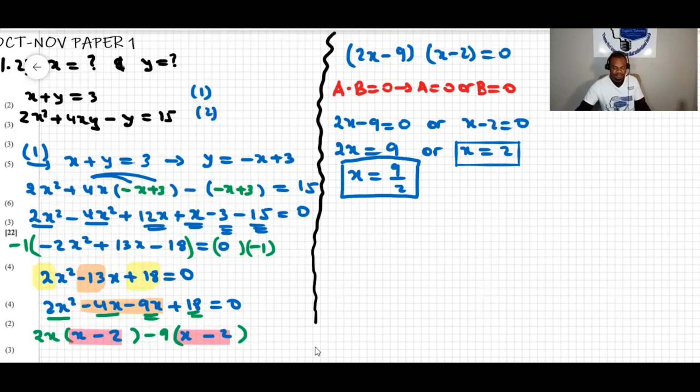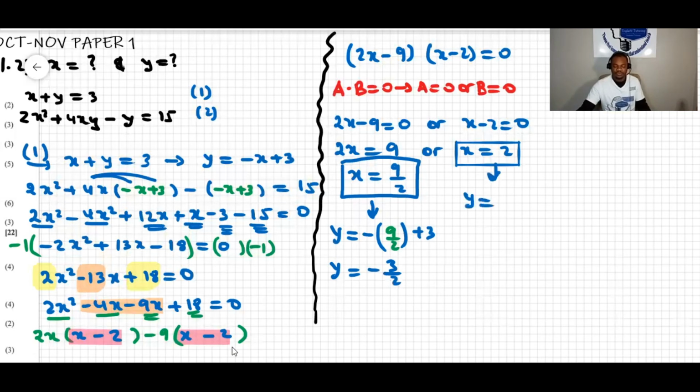So I will sub x here. It's going to be y equal to negative x plus 3. So x has the value of 9/2. So y will be equal to negative 9/2 plus 3. This is equal to negative 3/2. Okay, if you're unsure, press the calculator, you're going to get it. So y will be negative 3/2.